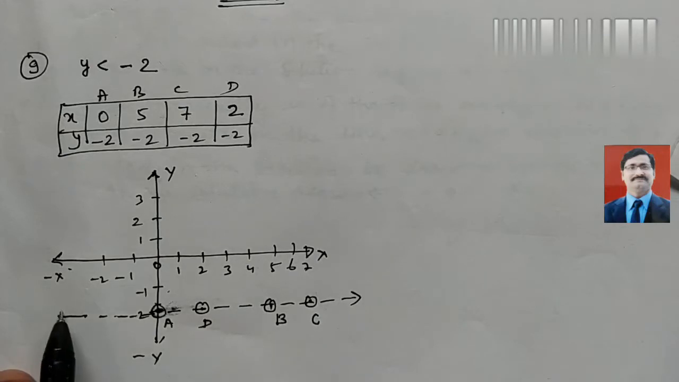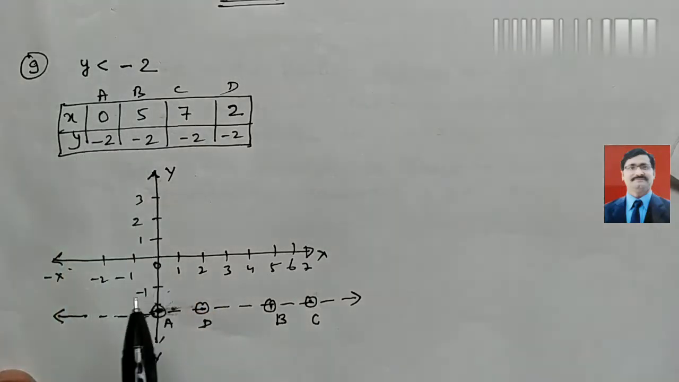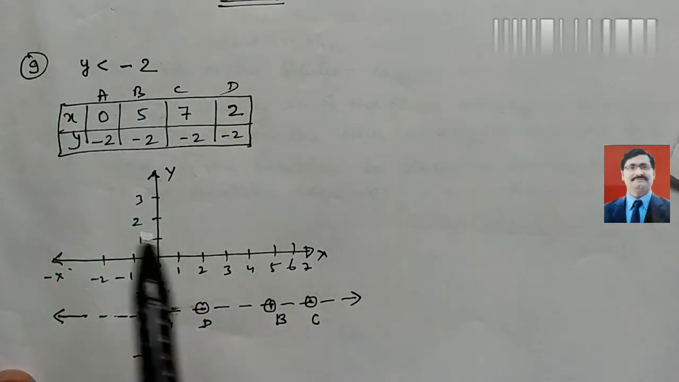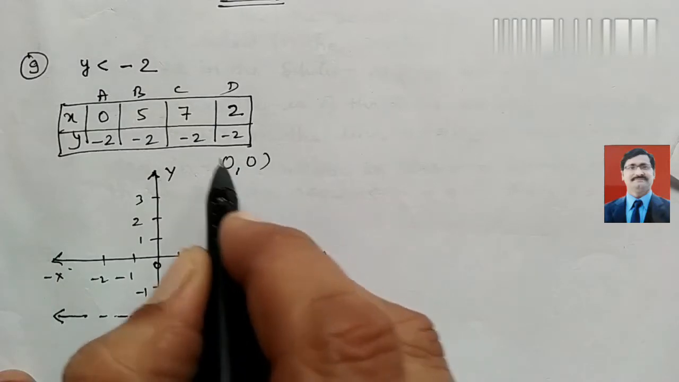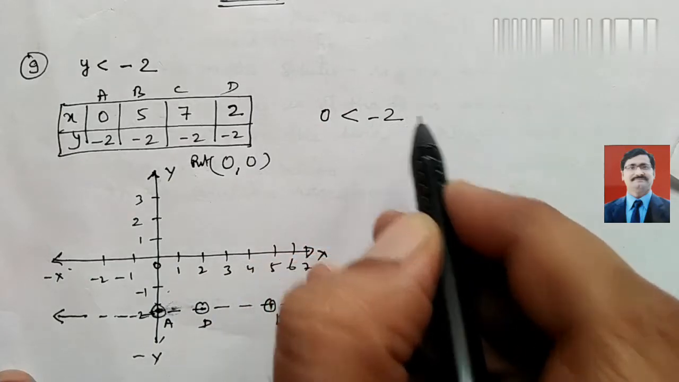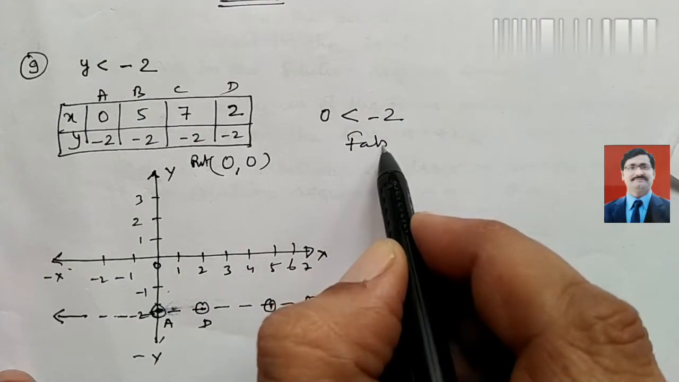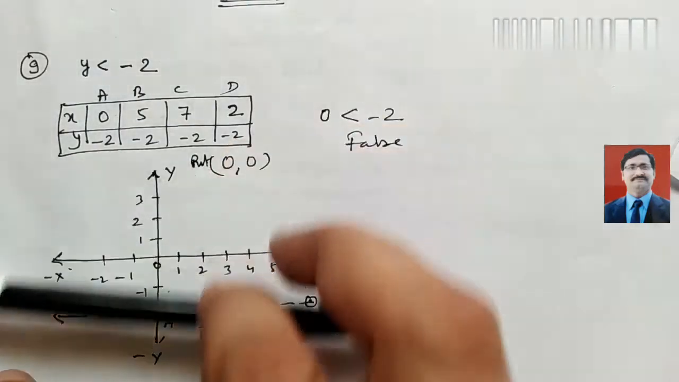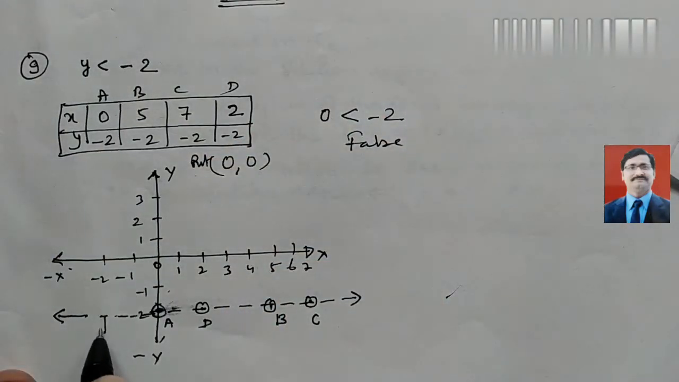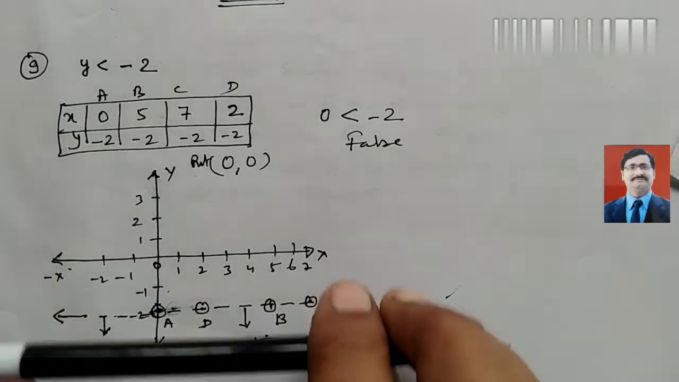Join by a broken line, because this is less than sign only, which means we will not include the points on the line. And here also we put 0, 0. So look here, when we put 0, 0, in place of y we put 0, minus 2 is greater than 0? No, it is false. False means we will not take the above part, we will take the below part. So you will mark the arrow in the downward side, which means this is the solution region. We can write, this is the solution region, downward in this graph.